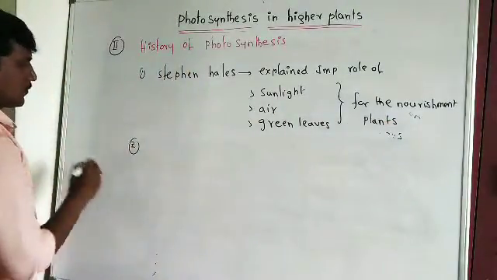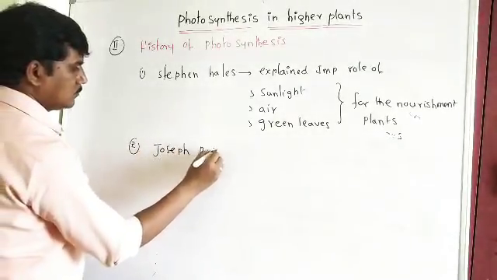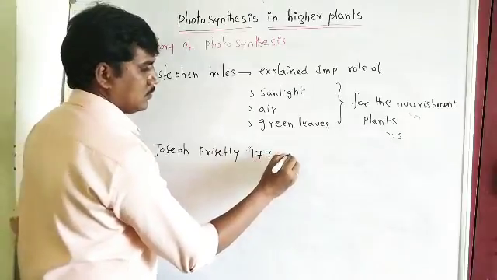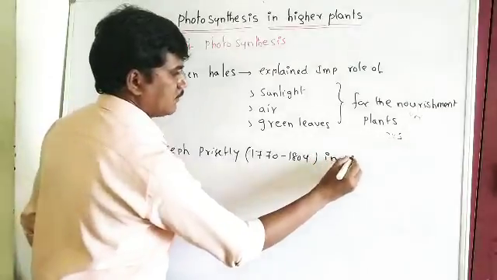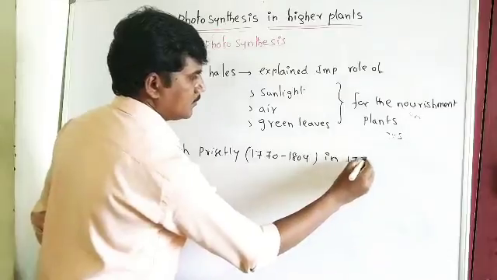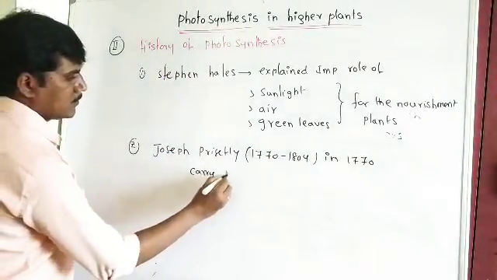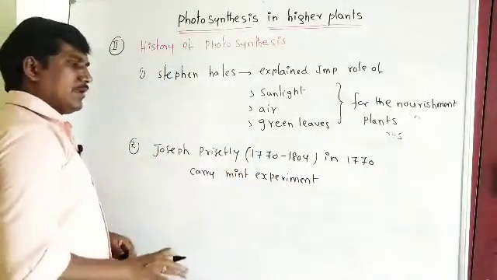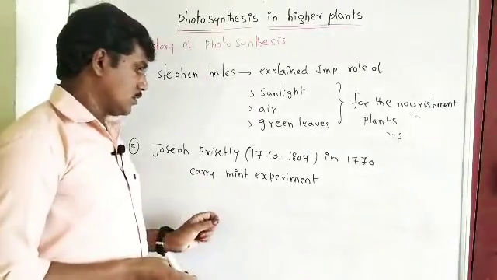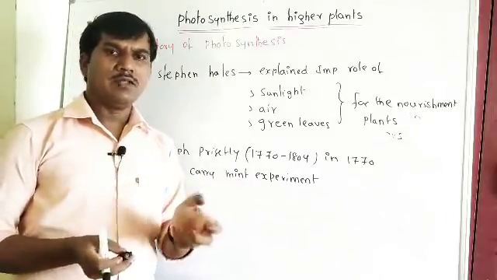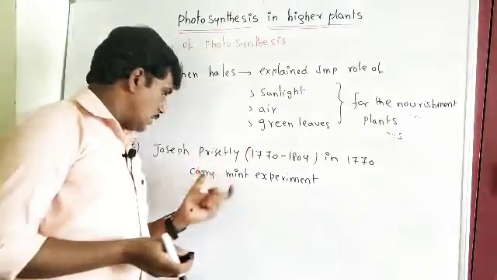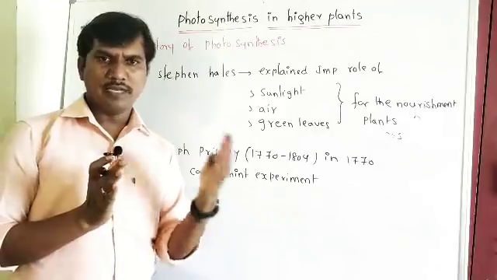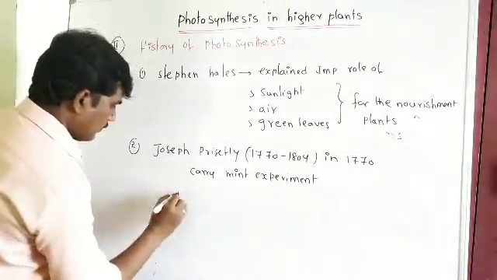Next, second one, Joseph Priestley, very important. Especially in the years 1770 and 1804. Especially in the year 1770, Joseph Priestley carried out the mint experiment, very important. The mint experiment explains to us that plants purify the air, while animals and a burning candle make the air impure. Joseph Priestley did a small experiment to explain the exchange between the atmosphere, animals and plants.